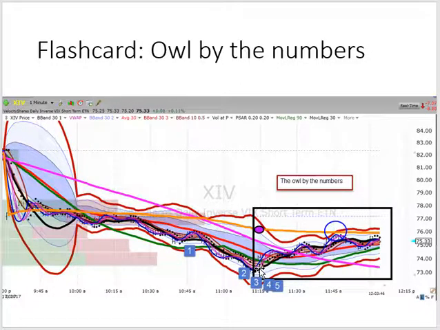In this case, my target is going to be the VWAP. And you notice that later we get to follow through. It comes right to the VWAP. There's that intersection.